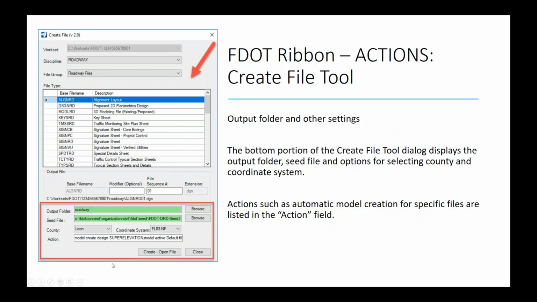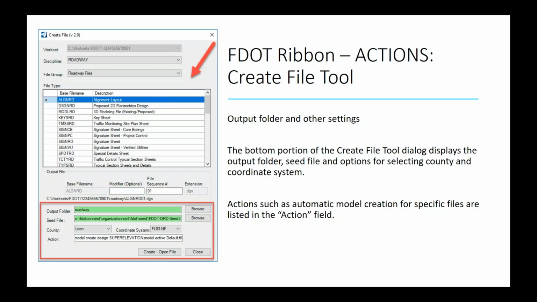Below the file list and output file information, the output folder and seed file fields display the folder in which the file will be created and the seed file that will be used to create the file. While these fields are modifiable, bear in mind that these fields are populated based on FDOT standards, so I'd recommend that you accept the default settings typically.